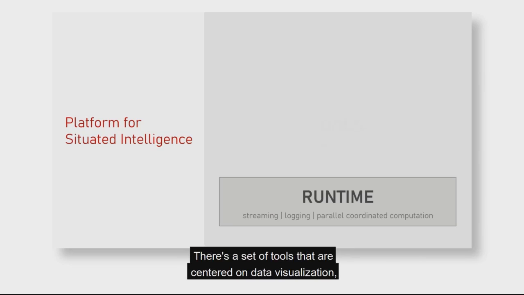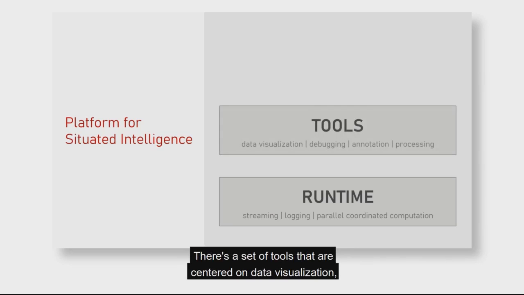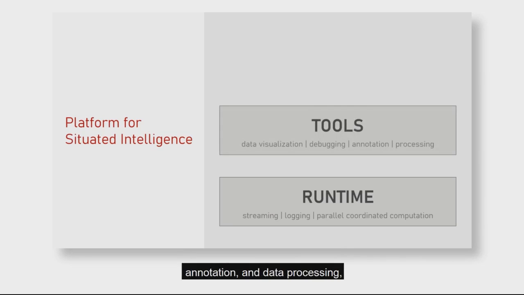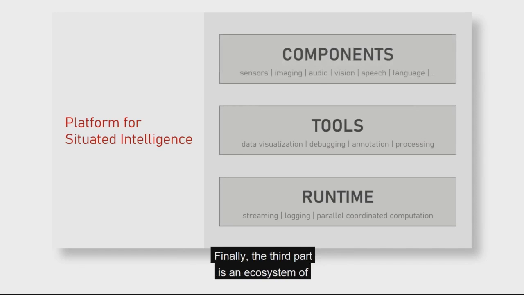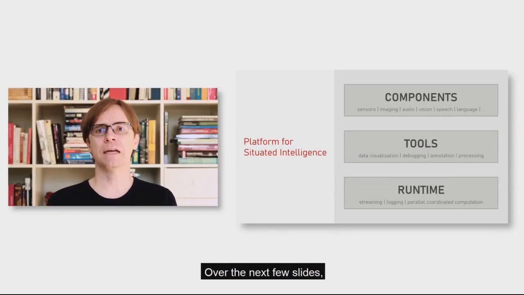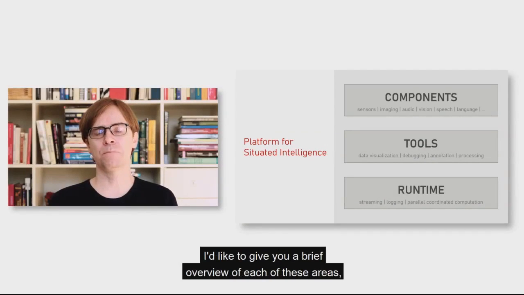There's a set of tools that are centered on data visualization, annotation, and data processing and analytics that accelerate the development cycle. And finally, the third part is an ecosystem of components that wrap different technologies and allow you to quickly prototype and foster reuse. So over the next few slides, I'd like to give you a brief overview of each of these areas.